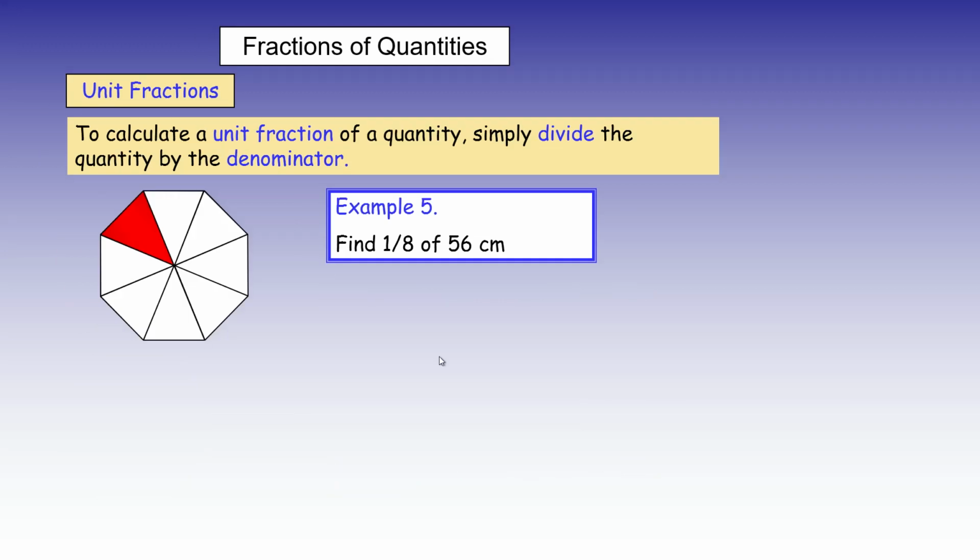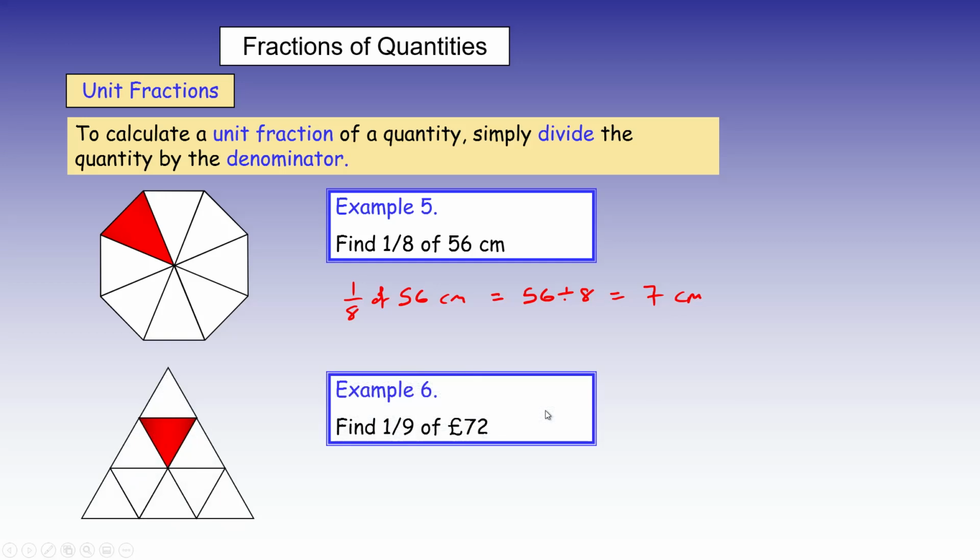Example 5 wants you to find an eighth of 56 centimeters. So we'll write 1 out of 8 of 56 centimeters is equal to, and I'm sure you can work that out because you know your 8 times tables. How many times does 8 go into 56? 56 divided by 8 is equal to 7 centimeters.